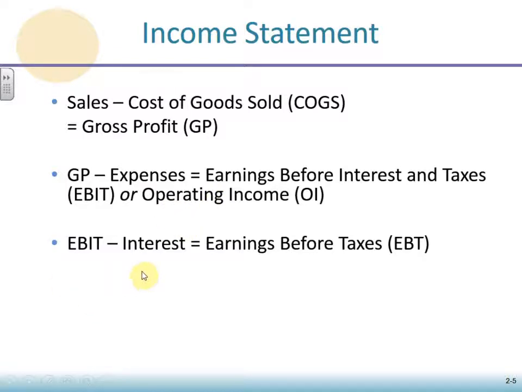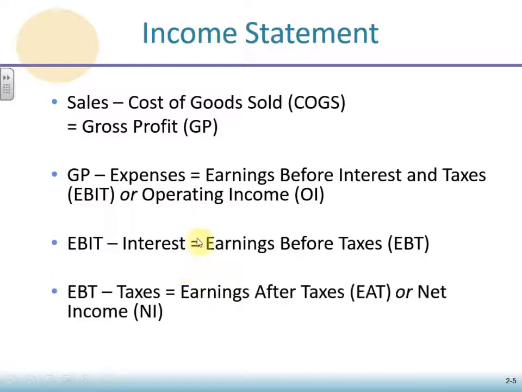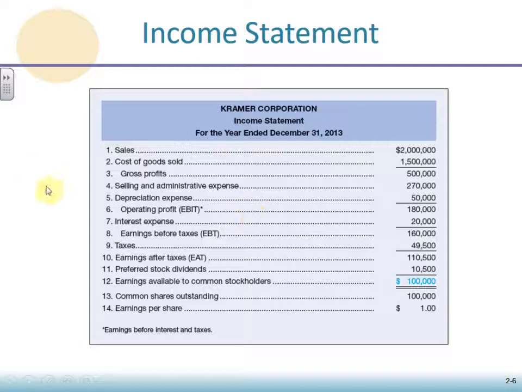EBIT minus interest is earnings before taxes. Then you take out your taxes, and you get your net income or profit. Net income and profit basically mean the same thing. There's an example of one, and you would have that in your textbook as well. That's fairly standard and common. When you get into bigger corporations, they break a lot of these out though. You'll have different expenses, different things broken out.